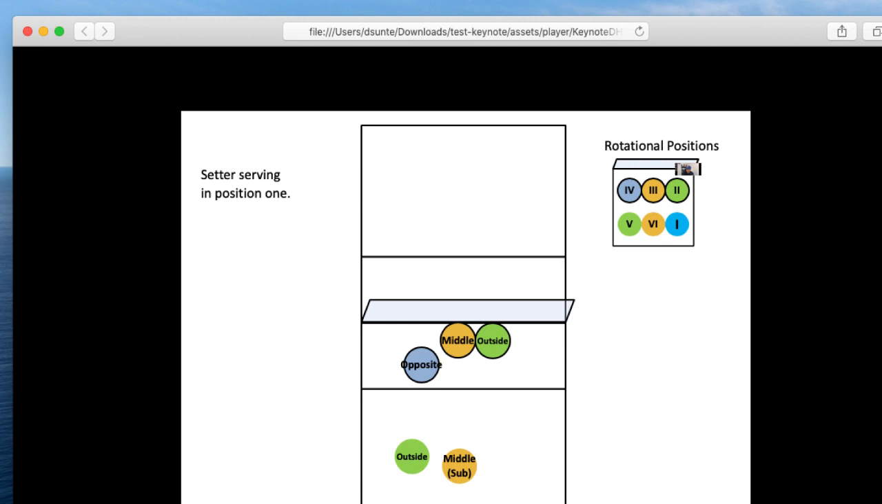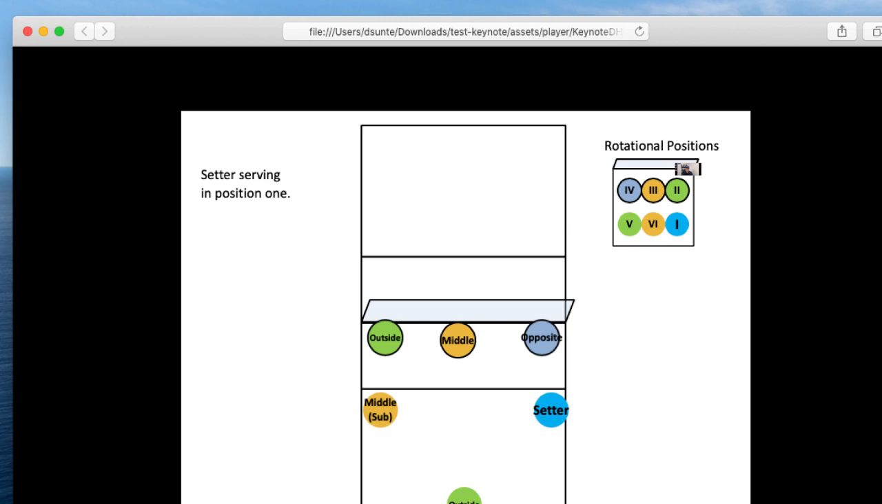So now you have rotation 1. The serve happens. Everybody goes to their base position. The middle sub or libero would go to the left back position. The outside would go to the middle back, and the setter would go to the right side.